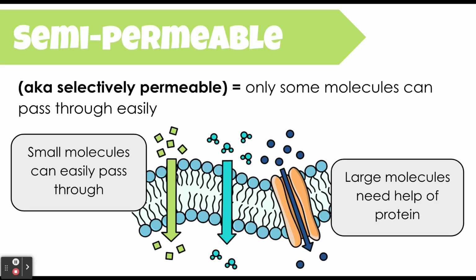In terms of being semi-permeable, small molecules will easily pass right through your cell membrane. They're small, so they can fit through any little open spaces between those phospholipids. Whereas large molecules will not pass through your cell membrane on their own. They'll either need the help of a protein or they might not be able to pass through the membrane whatsoever. So your cell membrane selects what can go through the membrane based on size.